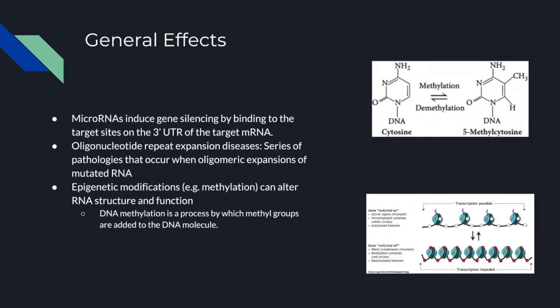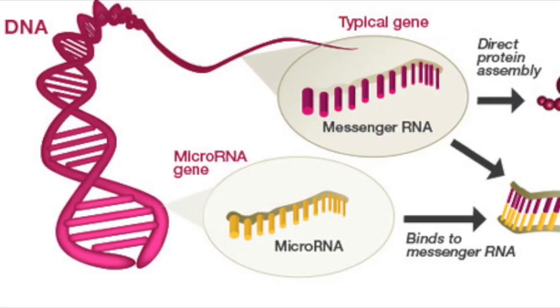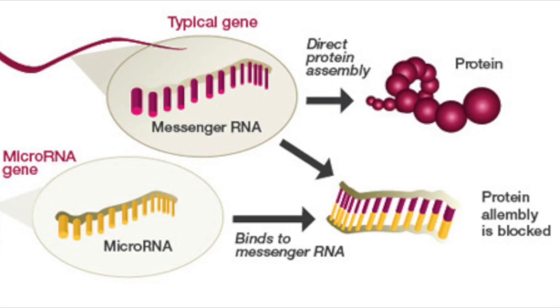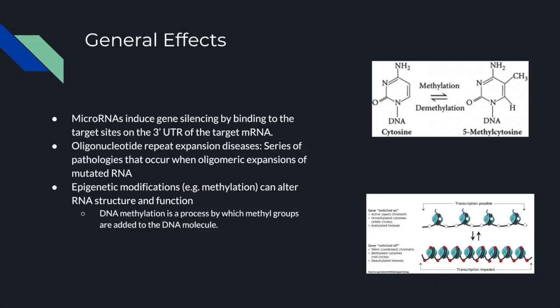Some general effects of non-coding RNAs on abnormal gene regulation are microRNAs, oligonucleotide repeats, and post-transcriptional changes, or in other words, epigenetic modifications. MicroRNAs can induce gene silencing by binding to target sites on the target mRNA, thereby silencing genes that would normally inhibit cell division. Oligonucleotide repeats essentially are just the overexpression of oligonucleotides that contain a mutation, resulting in a disease state.